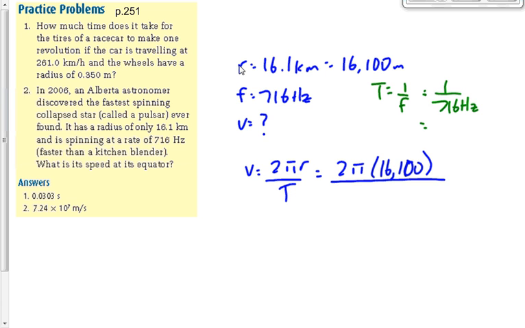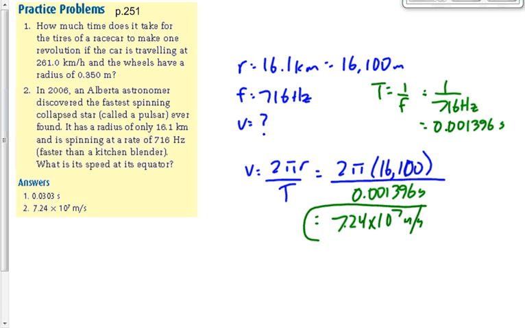Lane? 0.001396. And that's going to be in seconds, right? Since our frequency is measured in hertz. Let's take that number, plug it in down here, 0.001396 seconds, and we get a speed of 7.24 times 10 to the 7 meters per second. So this thing at its equator is traveling really, really, really fast.